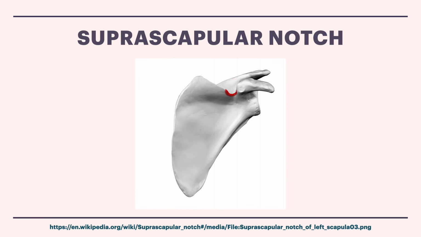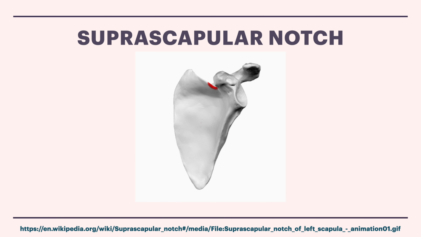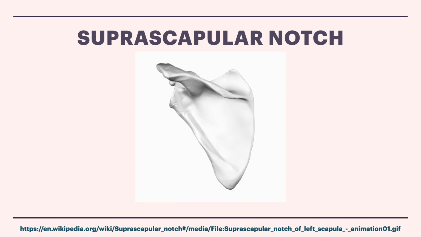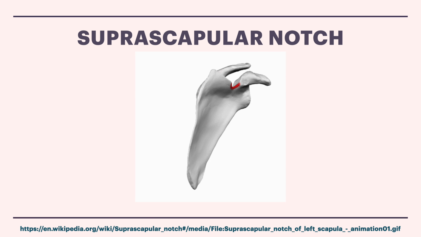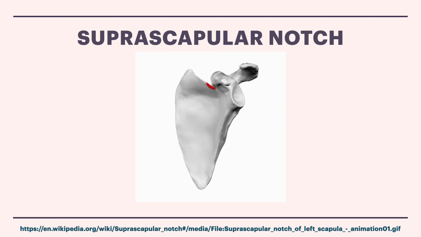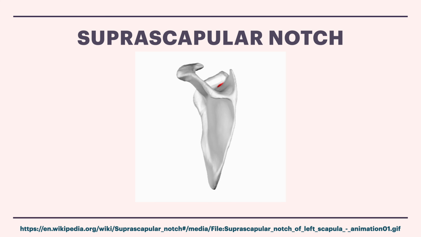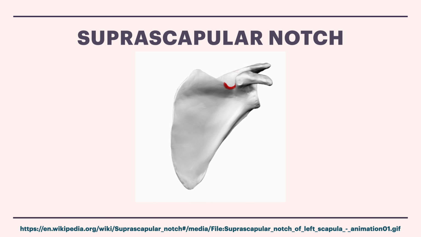This is the suprascapular notch seen from the front or anterior view of the scapula, and you can see it sort of highlighted in red there. And this is a video or GIF of the suprascapular notch in a circumferential and sort of rotational view of the scapula. You can see it from the posterior view here where you can't really see it, and then you can sort of see it better from the anterior view.